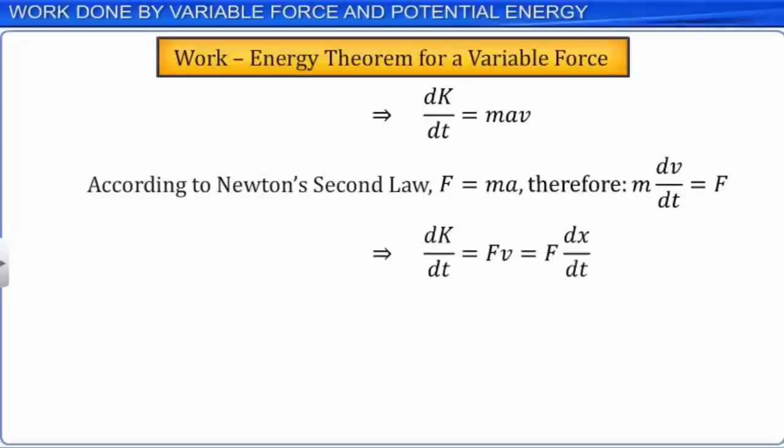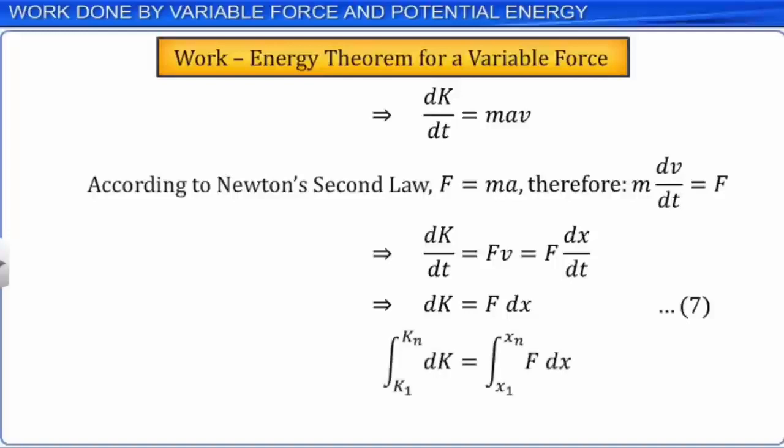Also, the velocity term v in the expression can be represented as the rate of displacement, v is equal to dx by dt. Hence, we get expression 7 as shown, which is dK is equal to F dx. Integrating expression 7 in the limits from x1 to xn for the displacement and for K1 to Kn for the corresponding kinetic energy, we get integral dK within the limits K1 to Kn equal to integral F dx within the limits x1 to xn.